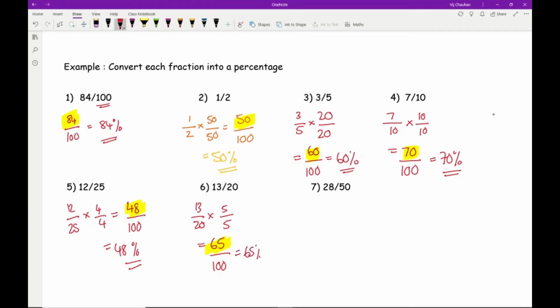And then finally for question 7, we've got 28 over 50, and again I'm going to multiply both numbers by 2, giving me 56 over 100, and yep, you've guessed it, the correct answer we should have is going to be 56%.